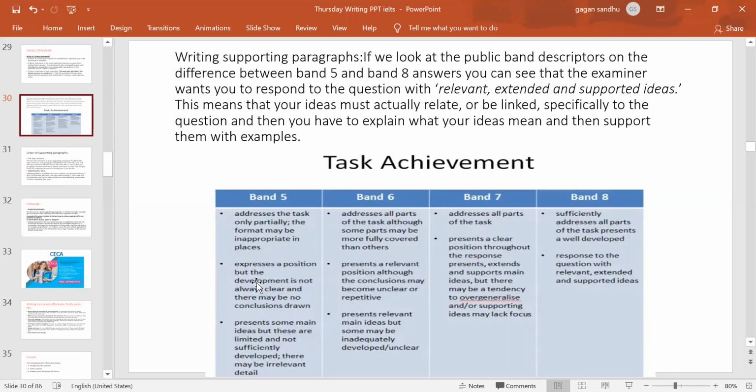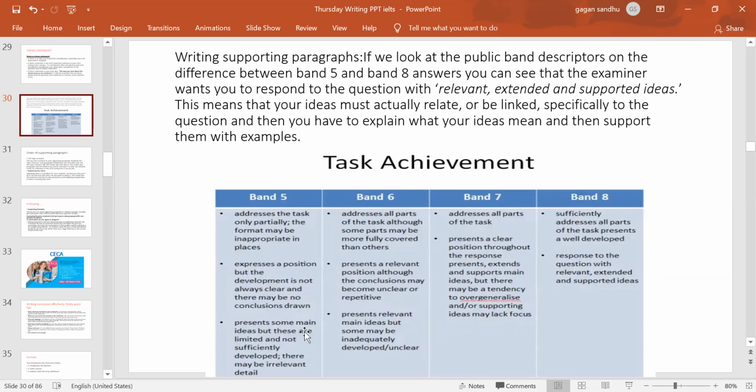Expresses the position, but the development is not always clear, and there may be no conclusion drawn. So I just express a position, I agree, but my development to that agreement is not clear, right? It is not clearly shown from my essay that you are in agreement. And yes, there are no conclusions drawn, or maybe the conclusion has been written there, but it is not relevant at all, right?